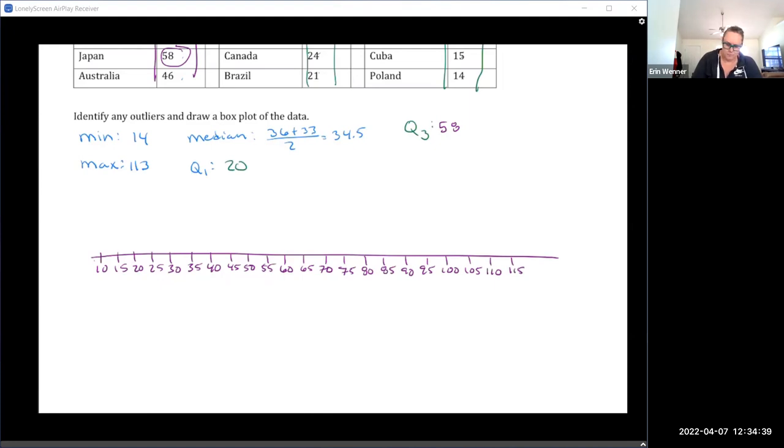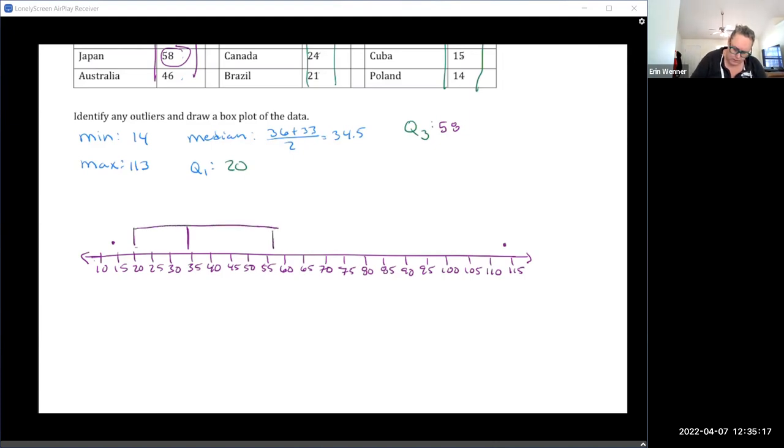Okay. So we're going to put arrows on the ends of our number line to show that it's extending off in a different direction. So our median of 34.5 is going to be about right here. Our min of 14 is right about here. Our maximum of 113 is up here. Our quartile 1 is 20 and our quartile 3 is 58.